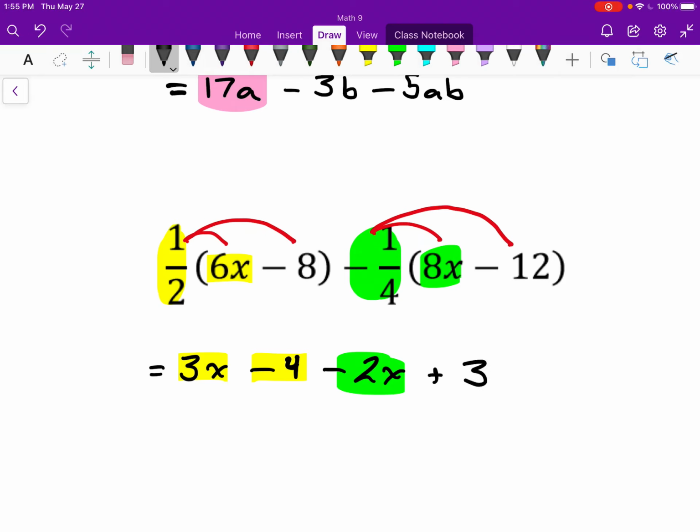Which is 3. Now, like before, I should see if there are any like terms, and there are. I have a 3x and a minus 2x, which I can put together. So 3x minus 2x is just 1x. I also have a couple of constants here. I have negative 4 and positive 3. Put those together as negative 1. So in the end, everything you see here simplifies down to just x minus 1.